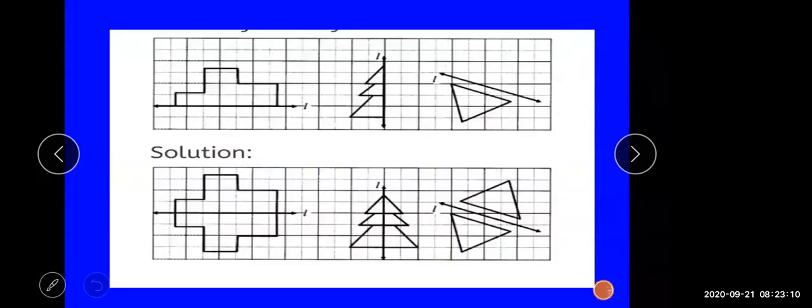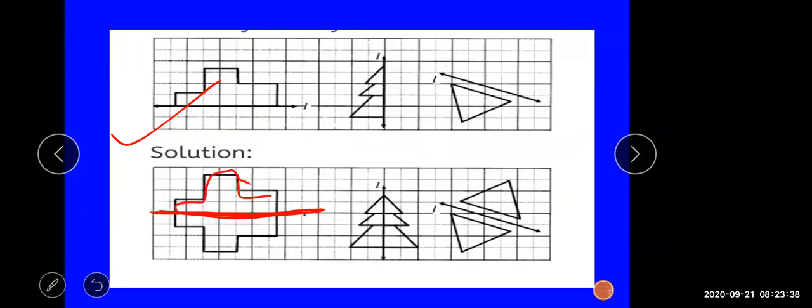Now look at the first example. On the graph paper, we can draw exactly the other side of the given diagram. There is a line L, and on the above side of line L, this figure is there.